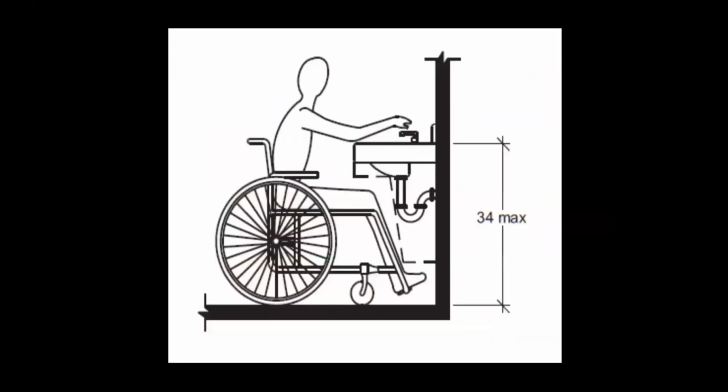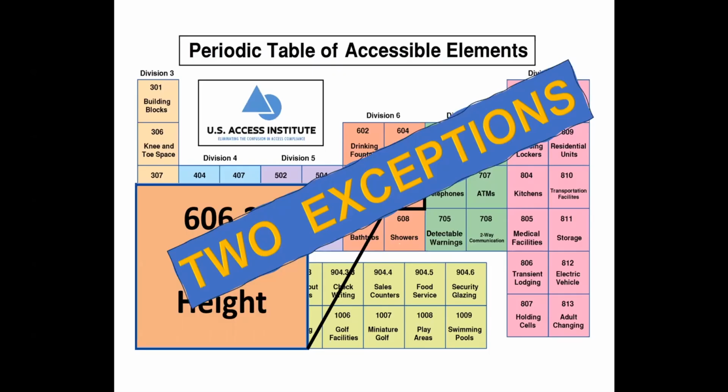And this reads, lavatories and sinks shall be installed with the front of the higher of the rim or the counter surface at 34 inches maximum above the finished floor. And the 2010 ADA standards has two exceptions to this requirement.